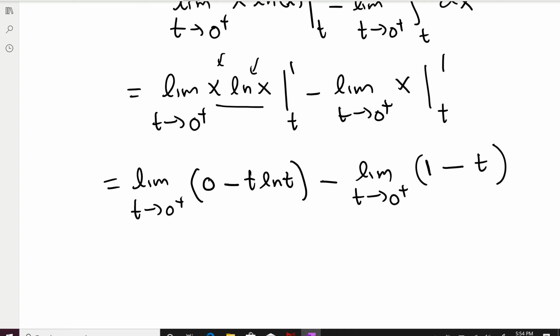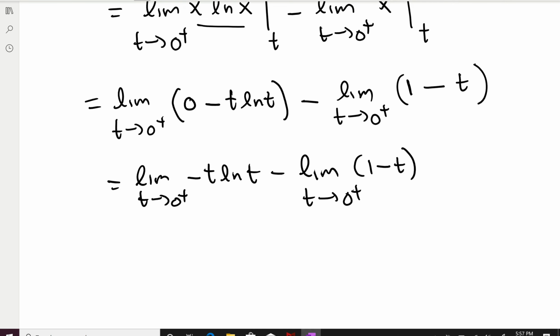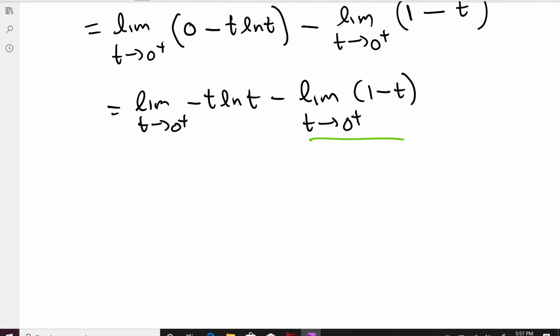All right, great. So let's simplify this furthermore. Limit when t gets closer to 0 from the right, 0 minus t ln t is minus t ln t, minus limit when t gets closer to 0 from the right, well, here we cannot simplify furthermore, it's just 1 minus t. Right, now let's find the limit. So let's look at the second term, okay, because this term is a little bit tricky. So when t gets closer to 0, this t is getting closer to 0. So the limit of the second part, 1 minus 0 is 1. So it's minus 1 from here, right.